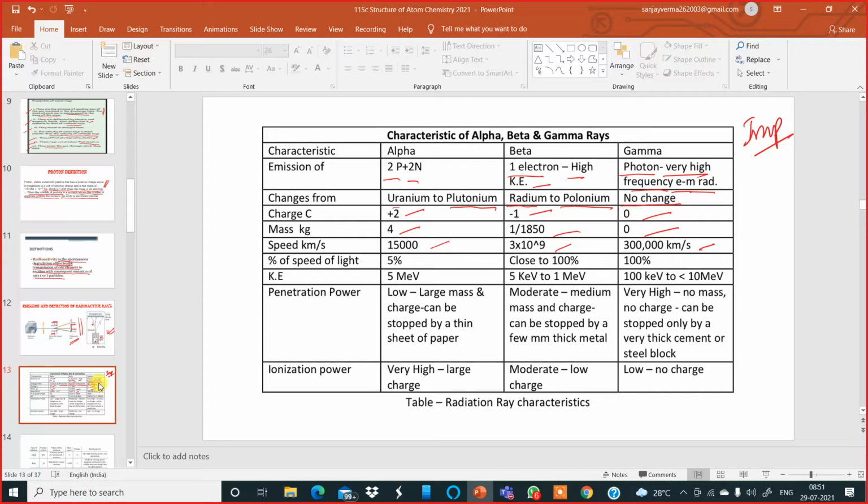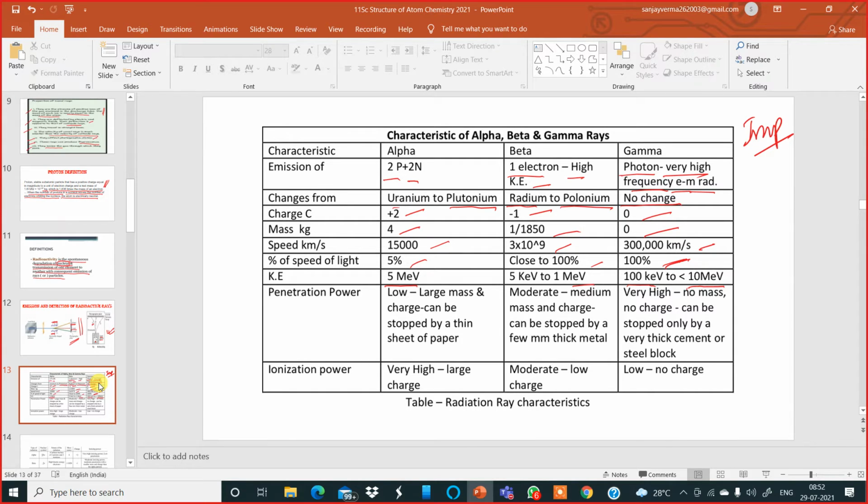Percentage of the speed of light: alpha is 5% of the speed of light, beta is close to 100%, almost the speed of light, and gamma is also almost the speed of light. Kinetic energy: alpha is 5 MeV, mega electron volts, beta ranges from 2 keV, kilo electron volts, to 1 MeV, and gamma is between 100 keV and less than 10 MeV.